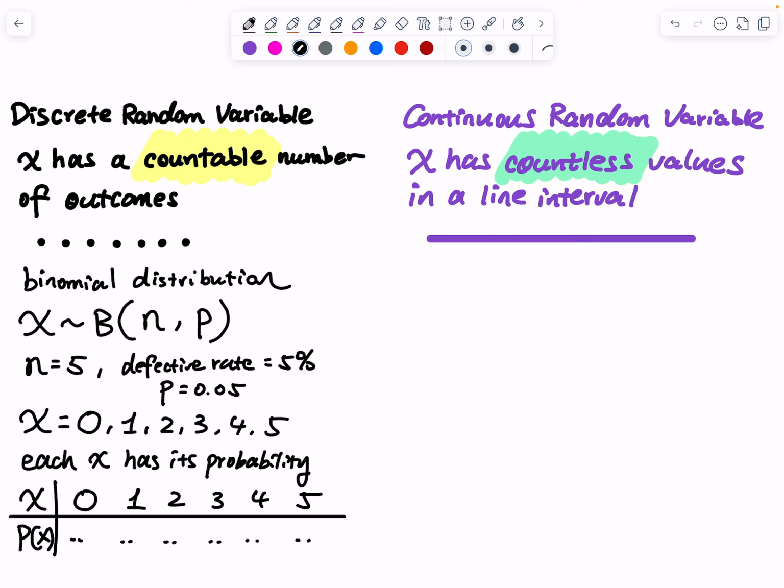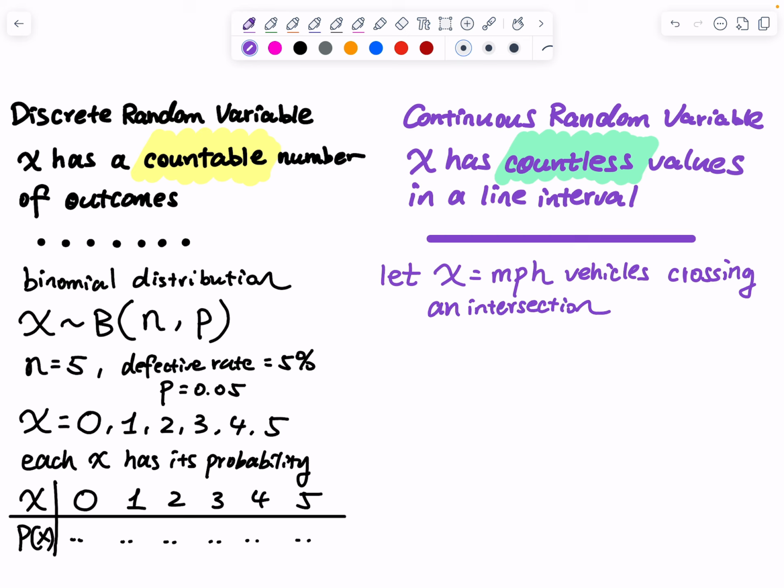But what about continuous random variable? Okay, continuous random variable, let x, so that is another x, equal the mph. mph represents the miles per hour of vehicles crossing an intersection, and then let's say the speed is between 7 miles per hour and 24 miles per hour. Okay, and then we have a line interval, right?